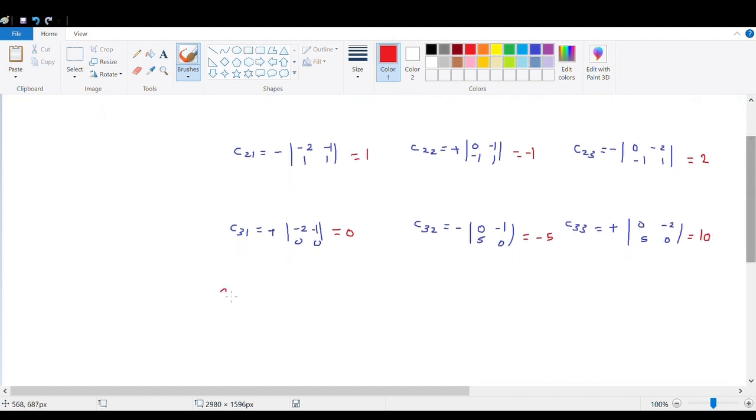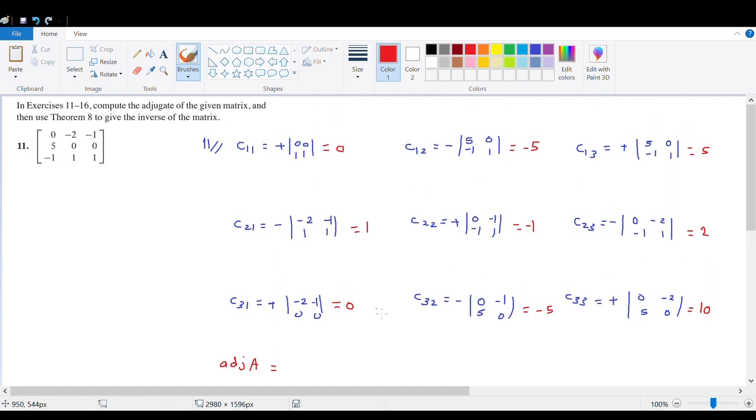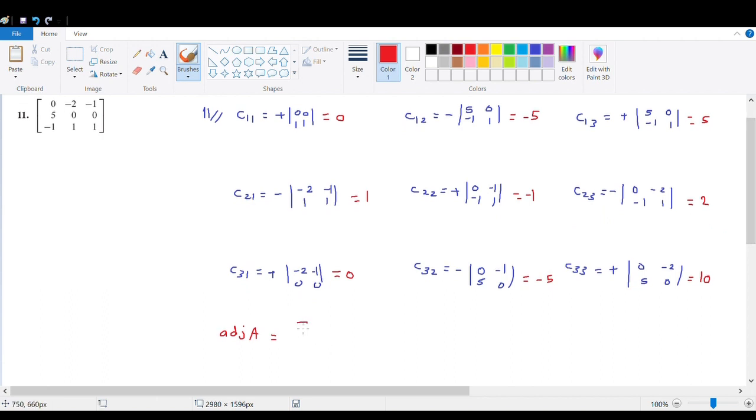Now for the adjugate of A, we need to take all these elements and rearrange them. If this one is a row, we need to write it as a column. So 0, minus 5, 5, then 1, minus 1, 2, then 0, minus 5, and 10. So this is the adjugate of A.